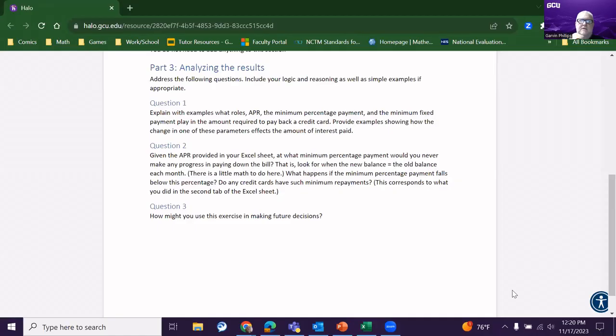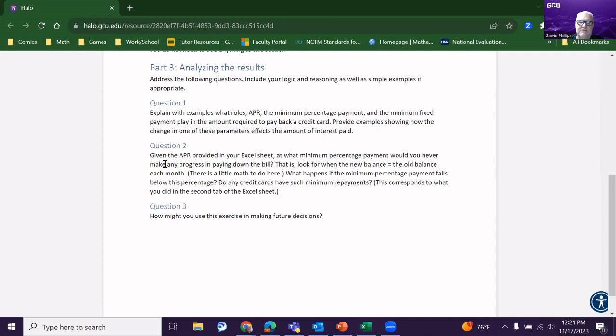So this is the question. This is analyzing the results. Question one: explain with examples what roles APR, minimum percentage payment, and the minimum fixed payment play in the amount required to pay back a credit card, and provide examples showing how changes in one of these parameters affects the amount of interest paid. Now, I'm going to kind of group these two questions together as I explain this.